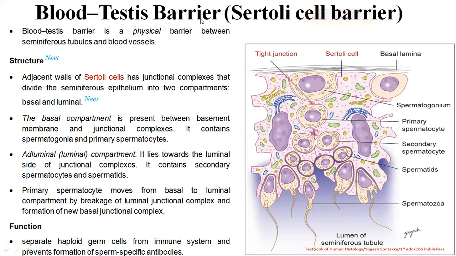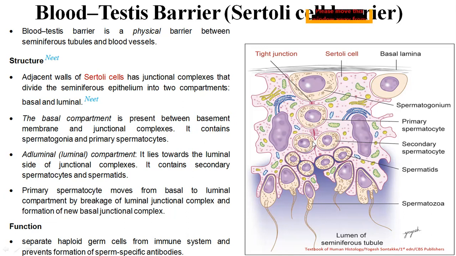Let us see the structure of this blood testis barrier. These are the adjacent walls of Sertoli cells where we have tight junctional complexes that divide the seminiferous epithelium into two compartments. This side we call the basal compartment and this side the luminal compartment. The basal compartment is present between the basement membrane and junctional complexes. It contains spermatogonia and primary spermatocytes. Till here, you call it the basal compartment.